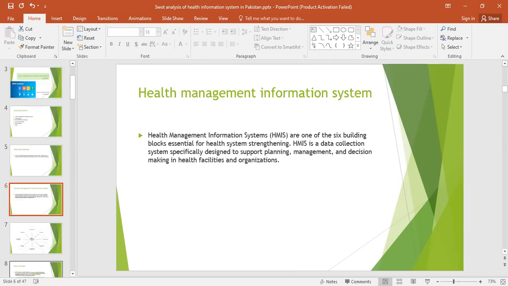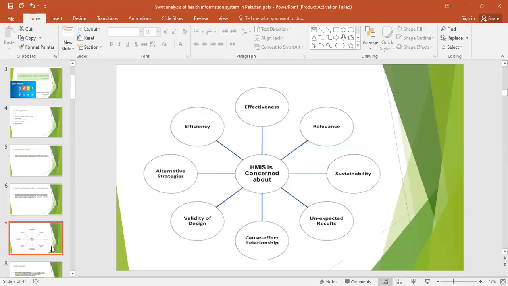Now, what is health management information system? Health management information systems are one of the 6 building blocks essential for health system strengthening. HMIS is a data collection system specifically designed to support planning, management, and decision making in health facilities and organizations. There are different domains covered by health management information system, but nowadays it is concerned about effectiveness, relevance, sustainability, unexpected results, cause-effect relationship, validity of design, alternative strategies, and efficiency.